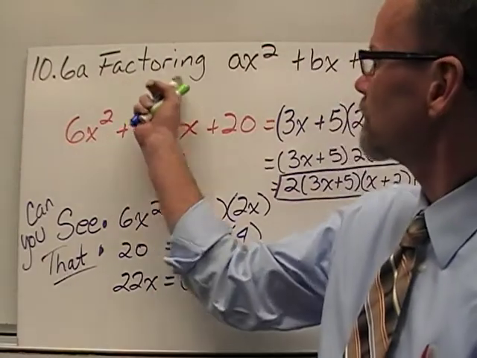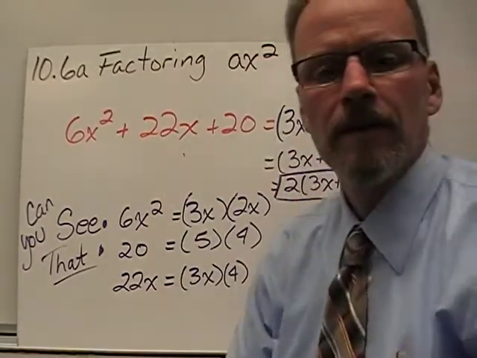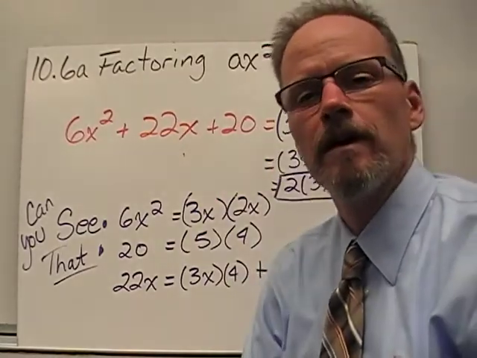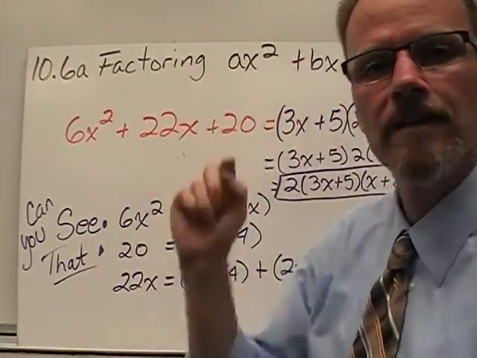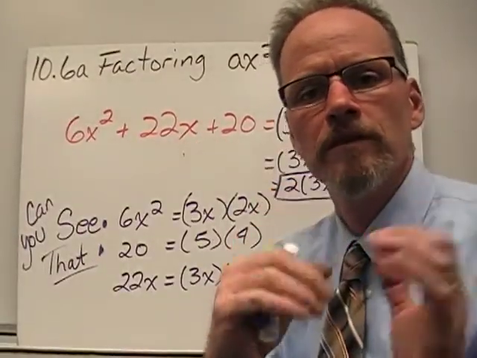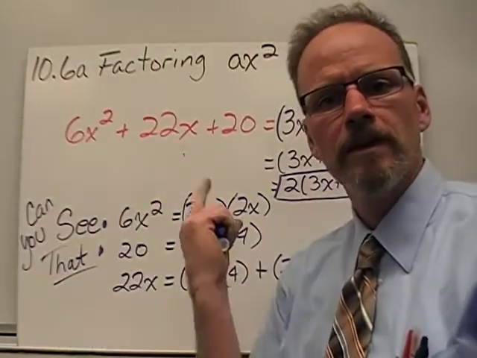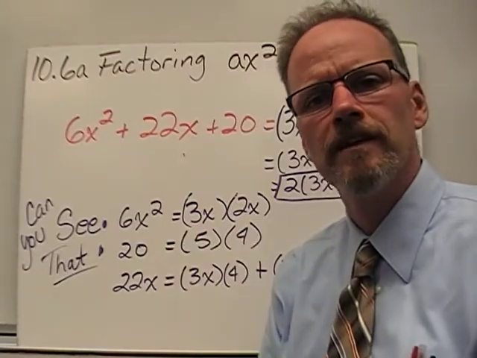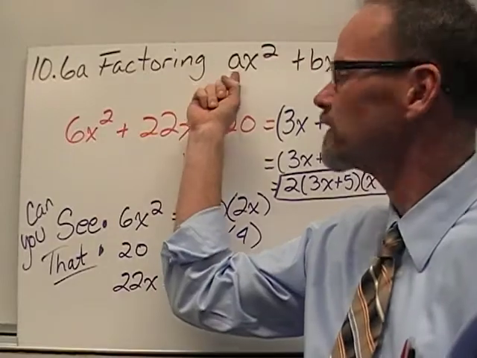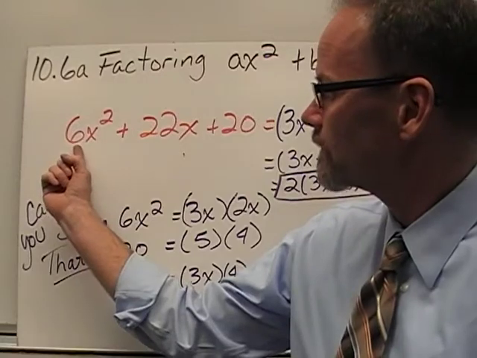Okay, factoring ax squared plus bx plus c. Remember, you've already been factoring trinomials. They have not had the a number in there yet, but we've been able to take a binomial and a binomial and factor that out of that one long trinomial already. And in here, it's the same process, except that we are kicking it up a notch with a nice little letter called a, which is going to put a coefficient in there, like the 6.